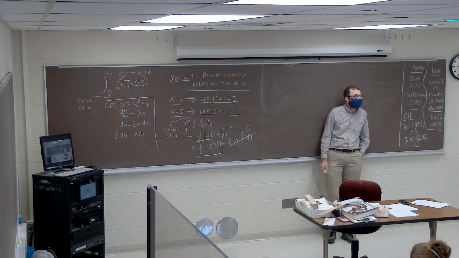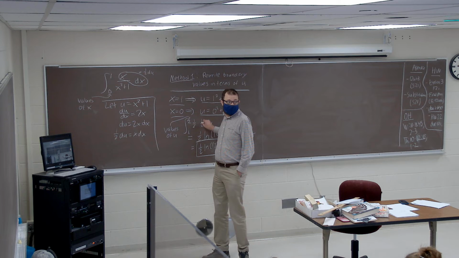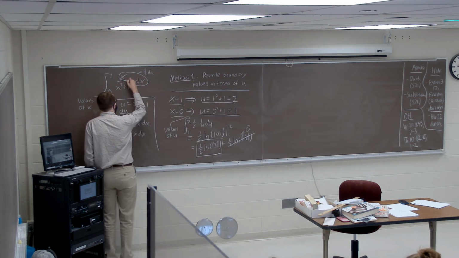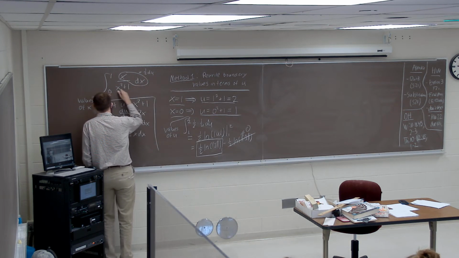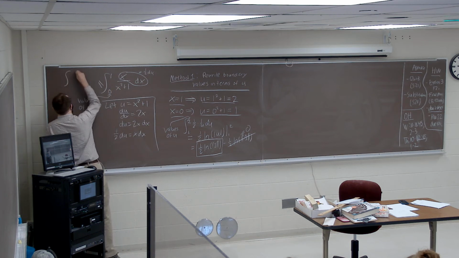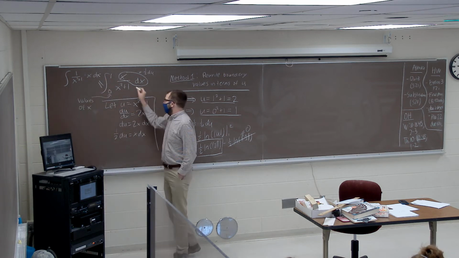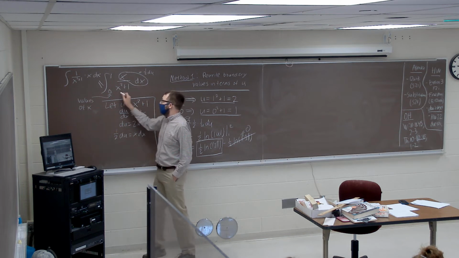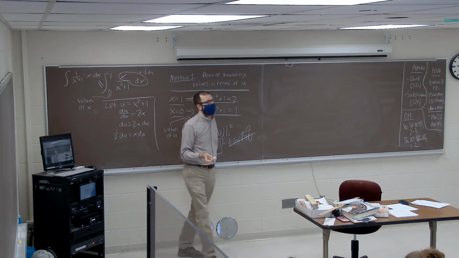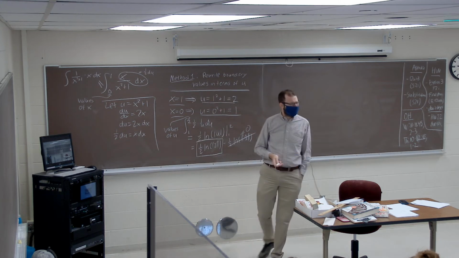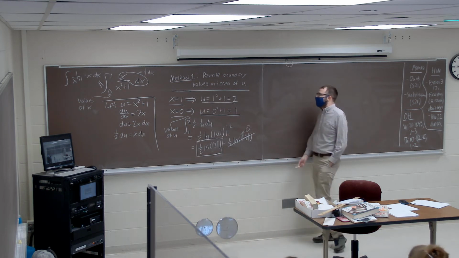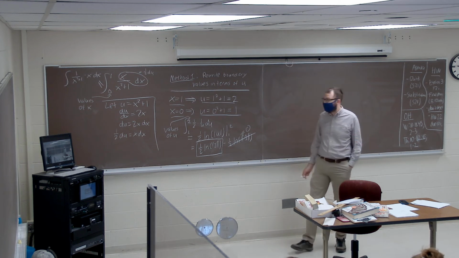Yes, Emily? Where did you get 1 over u? Here you mean? Yeah. So basically here with the x divided by x squared plus 1 dx, we can actually write that as the integral of 1 over x squared plus 1 times x dx. And then since u was x squared plus 1, 1 over x squared plus 1 would just come out to 1 over u. Does that make sense? And then the x dx became the 1/2 du.